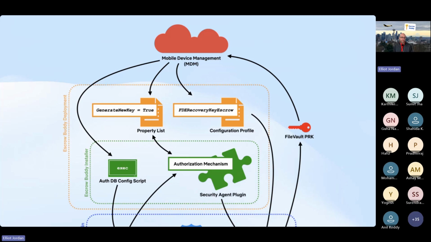So the beauty of this arrangement is that Escrow Buddy doesn't actually handle creating or communicating the key itself. Instead, it just relies on Apple's built-in first-party tools and capabilities. And as a result, the FileVault personal recovery key on the right there is sent up directly from Apple's first-party tools to your MDM. Escrow Buddy doesn't see the key, it doesn't store the key, it has no way of accessing the key. It just generated it and it's out. So very simple.